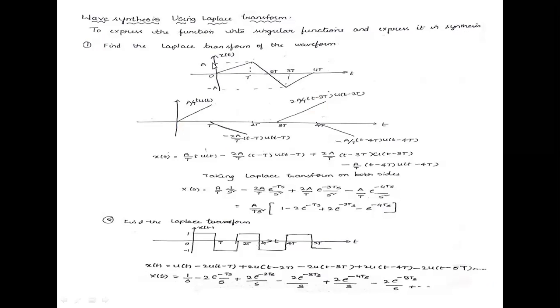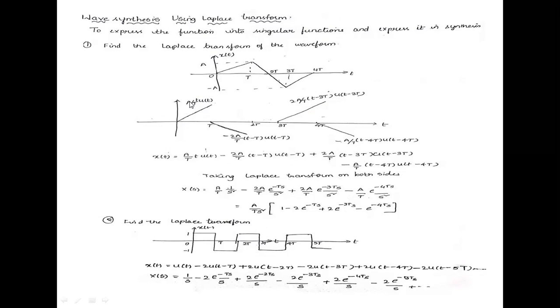The slope increases linearly up to the magnitude of A at T, and at 2T it passes through the origin, where it is 0. Then there is a negative slope with magnitude minus A, and from 3T to 4T the positive slope goes up to the zero axis at T. So individually you can find the slopes, and after that you can apply the Laplace transformation to find the total signal x of t.